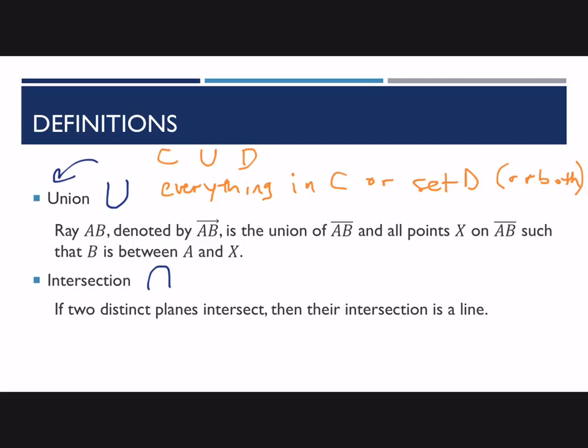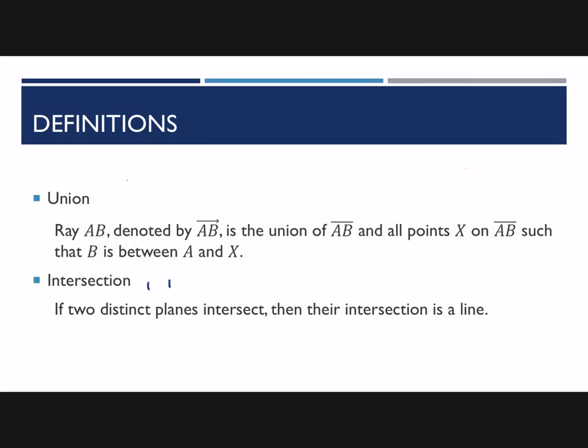All right, so a ray is defined using this word union. So if we talk about ray AB, and here's the symbol for it, you draw a little one-sided arrow over AB, and that's the union of segment AB and all points X on, and this is a typo, this should be line AB, such that B is between A and X.